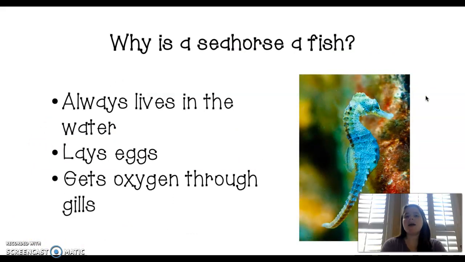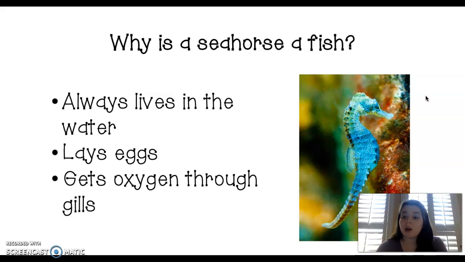All right, so let's talk about why a seahorse is considered a fish. Because I see the name horse in the picture, some people might think that he's not a fish, but seahorses are actually fish because they always live in the water. And seahorses actually do lay eggs. A fun fact about seahorses is that the male is the one that keeps the eggs and lays them, which is pretty interesting. And they get their oxygen through gills. So seahorses don't have lungs, they have gills just like the other fish. So that is why they are fish.